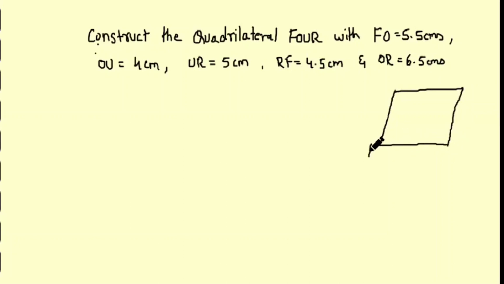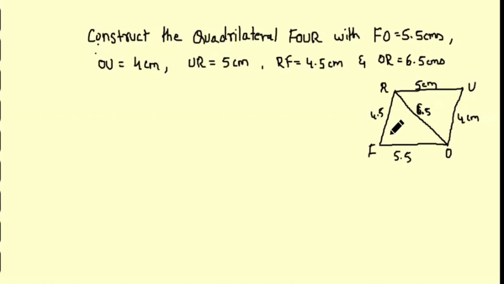Let us give the names. This is F, O, U, and this is the last, R. Let us write down the dimensions: FO is 5.5, OU they give as 4 centimeter, UR they give as 5 centimeter, RF they give as 4.5. OR they gave as 6.5, so this is our diagonal. OR is 6.5. Using this rough figure, let us start our construction.